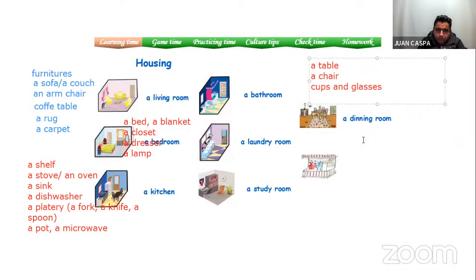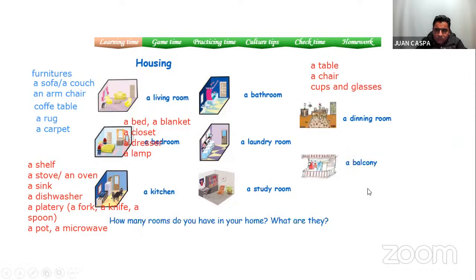And there are other things as well. But what about the next one? We have the balcony, right? Some people, usually, can dry their clothes, hang their clothes to dry them. How many rooms do you have in your home? What are they? Can you mention some of them, Enzo?